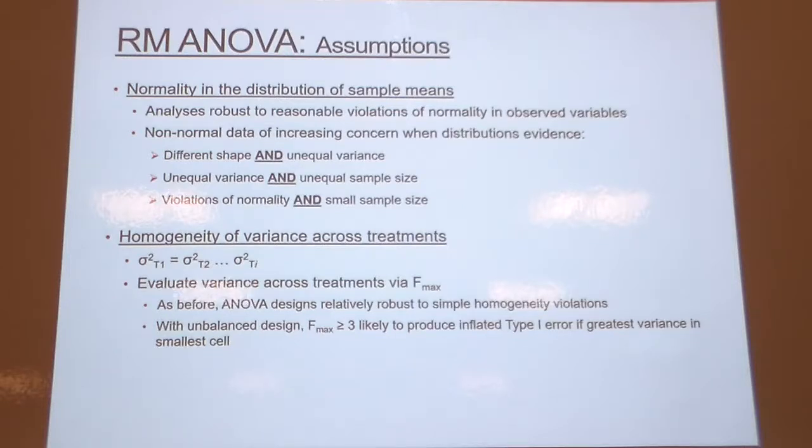Anybody remember what F max corresponds to? We could have done this in our between subject stuff. We didn't just because SPSS gave us a Levene's test. We could also use F max. What is F max? This is our ratio of our smallest to our largest variance estimate, right? So in our one-way repeated measures ANOVA design, I'm going to have time 1, time 2, time 3, and time 4, right?